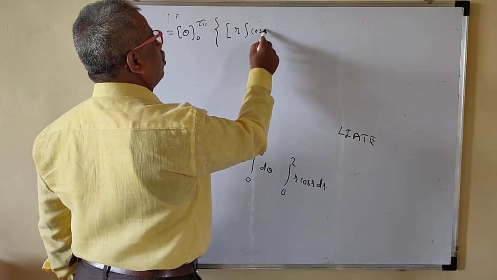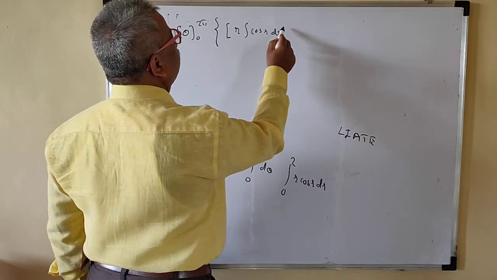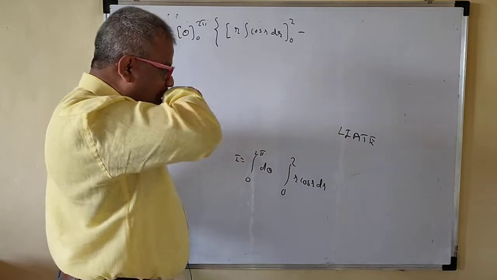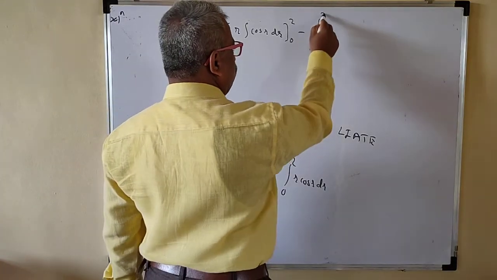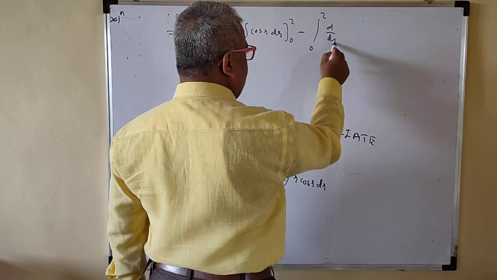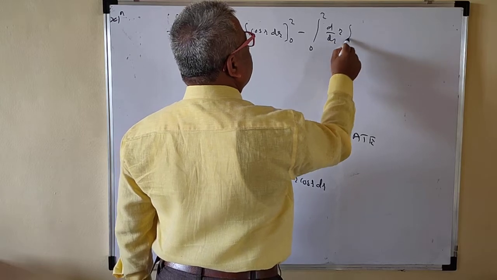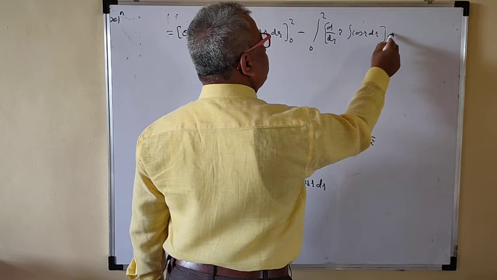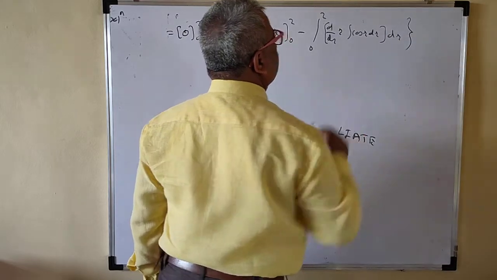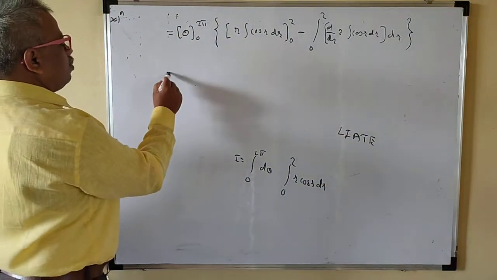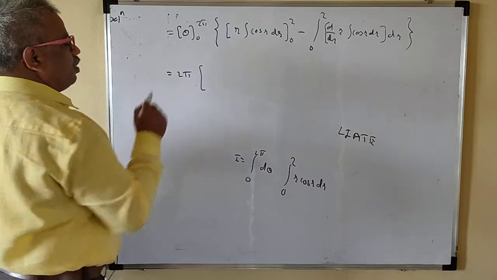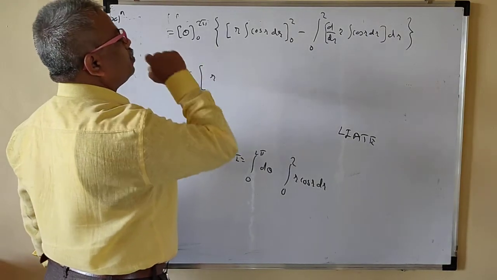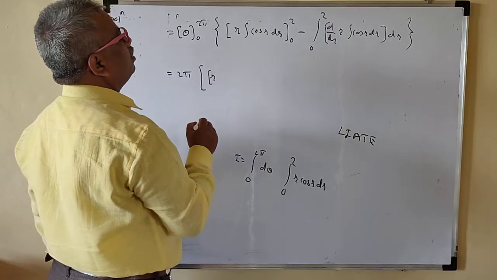Then this is cos R dr. So this limit is 0 to 2, minus the integration from 0 to 2 of d by dr of R times the integration of cos R dr, and this product we have to integrate with respect to R. The curly bracket is complete. So this is 2 pi, and I write the square bracket. Now this is R, so you have to write this R.